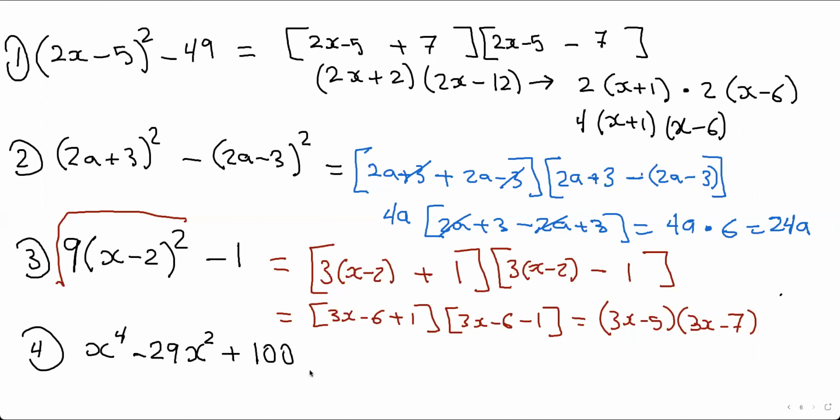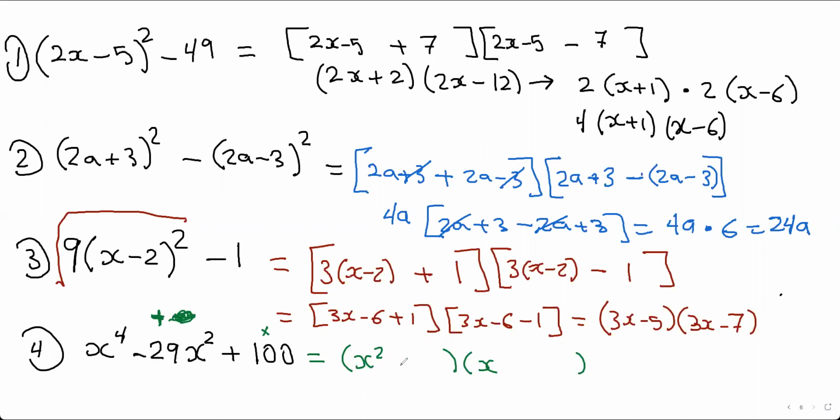Now the third one here, this is a trinomial. So you open two set of brackets. At the beginning of the brackets is the square root of x to the 4, which is x squared. x squared. And then you're looking for two numbers that multiply to give you 100 and add to give you negative 29. The two numbers that do that for you is negative 4 and negative 25. Because negative 4 times negative 25 will give you positive 100. And negative 4 plus negative 25 will give you negative 29.